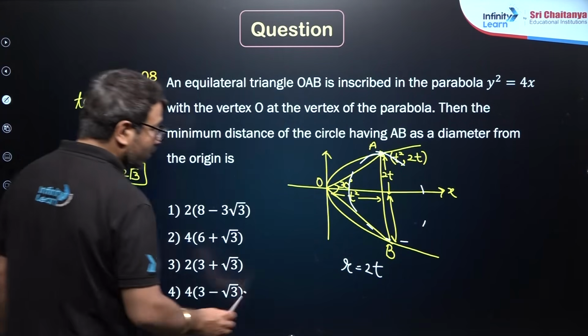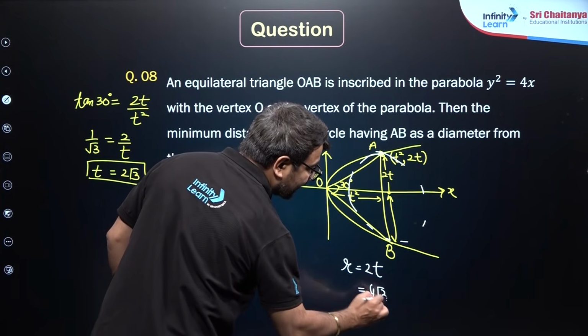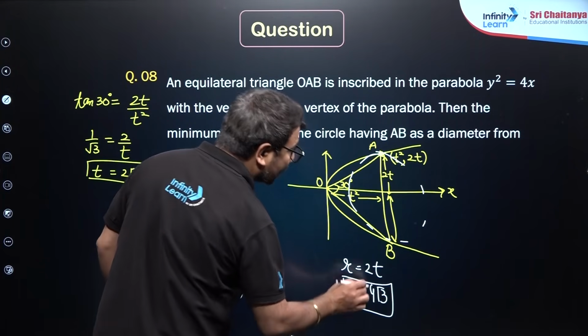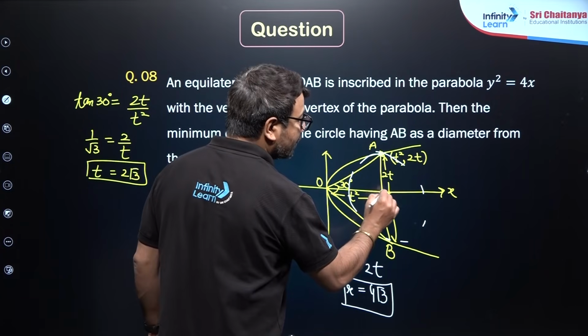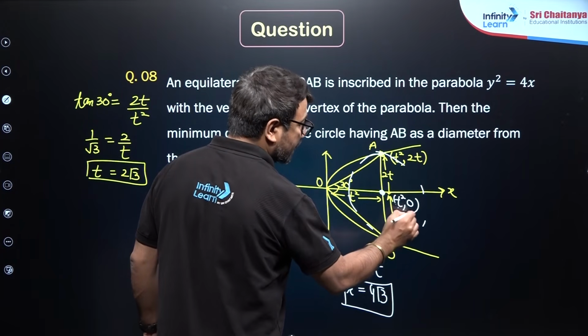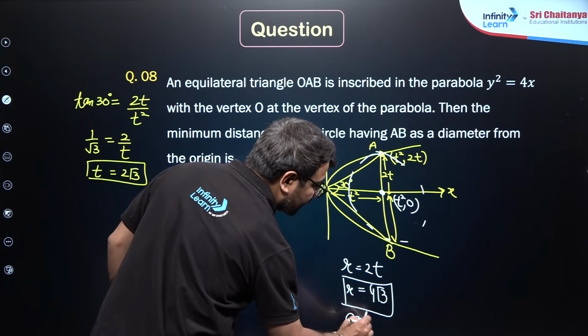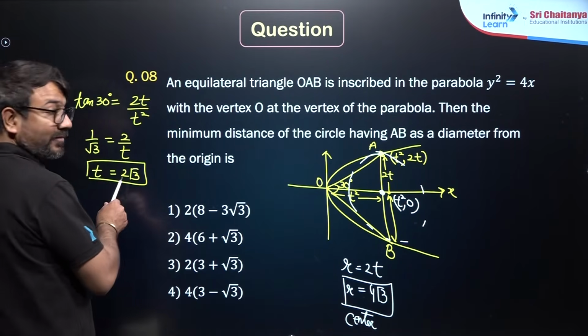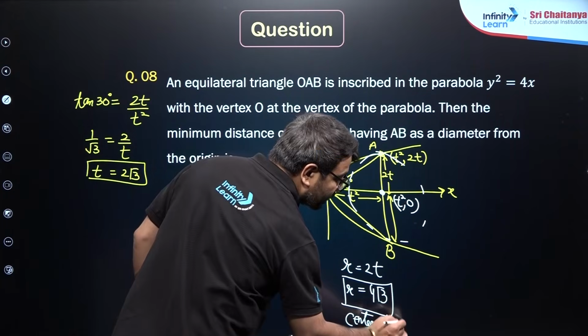T value we already got it, 2 root 3. So 4 root 3 will be the radius. And the center of this circle, bache, here you will have t square comma 0. So the center of this circle will be t square. T square if you do so, it will be 12 comma 0.